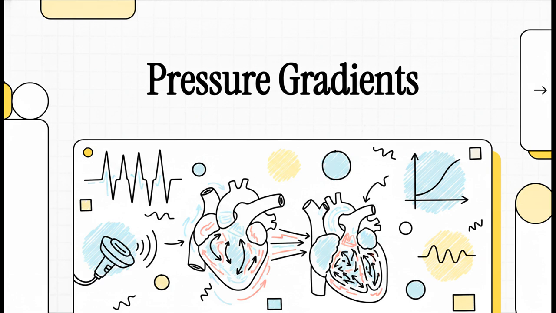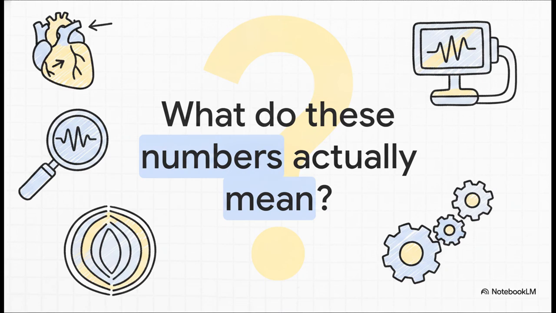Let's get into it. You see terms thrown around like peak gradient, mean gradient, RVSP, and aortic valve gradients. And you might be wondering, what do these numbers actually mean? Where do they even come from? Honestly, it's really easy to just look at a report, accept the numbers at face value, and move on. But today, we're peeling back the layers. We are going to figure out exactly how these numbers are generated, and more importantly, how they help us make absolutely critical clinical decisions for our patients.